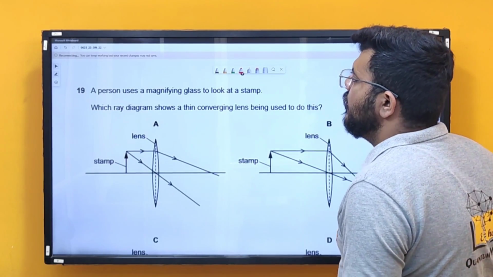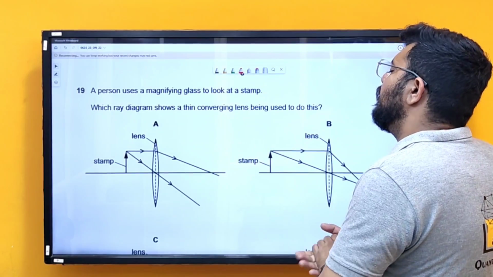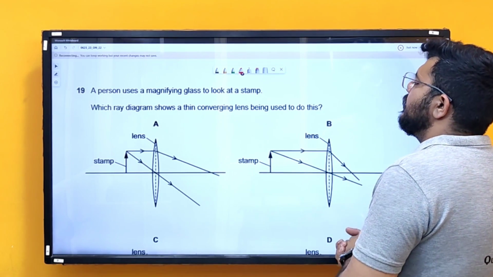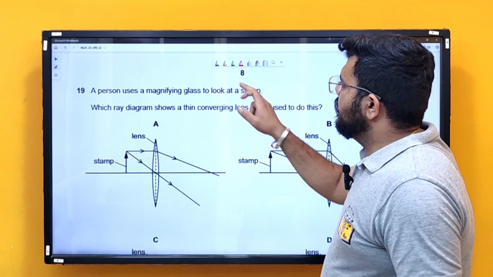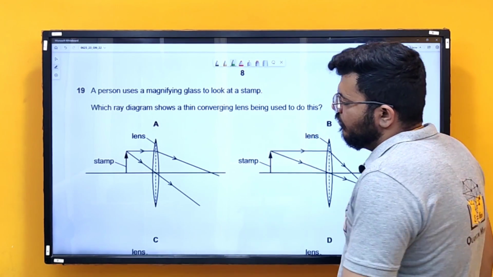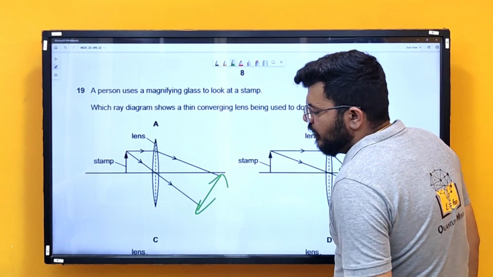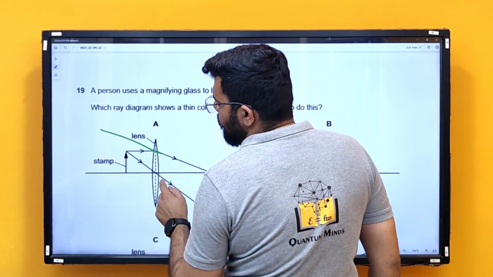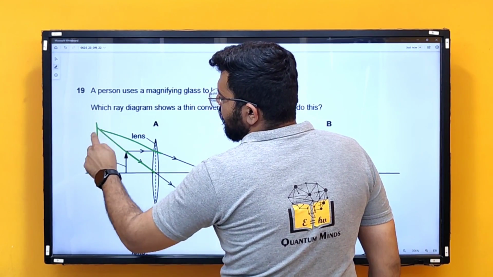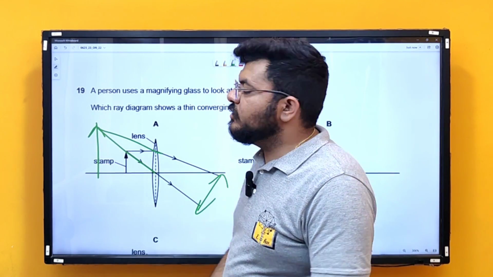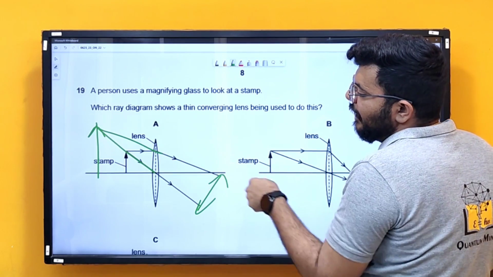Then we have question number 19. A person uses a magnifying glass to look at a stamp. Which ray diagram shows a thin converging lens being used to do this? Now, if you observe here, what will happen? The rays never meet, okay, in option A. But if you trace them back, you observe that they meet here. The image so formed is a virtual image. Why? Because the rays are not actually meeting.